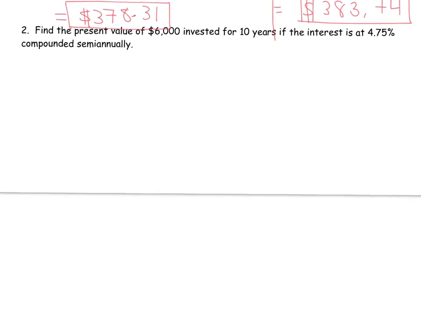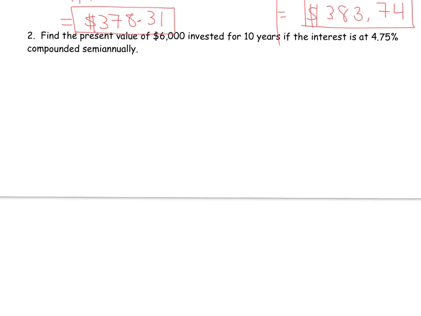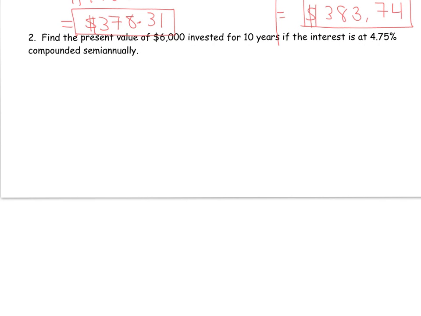Okay, last one on this page. A little trickier. Find the present value of $6,000 invested for 10 years if the interest is at 4.75% compounded semi-annually. So the key thing here is we're looking for our present value, how much we actually need to put in so that after those 10 years we walk away with $6,000.